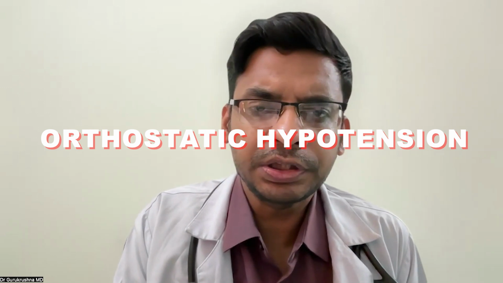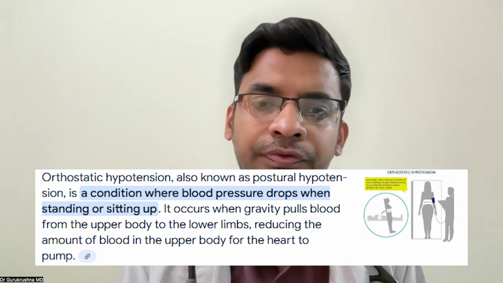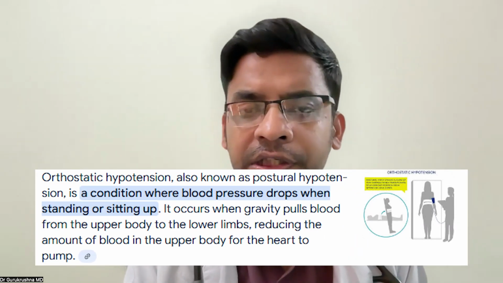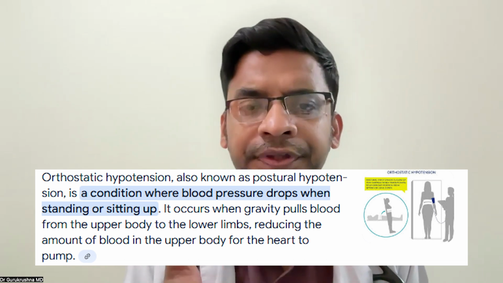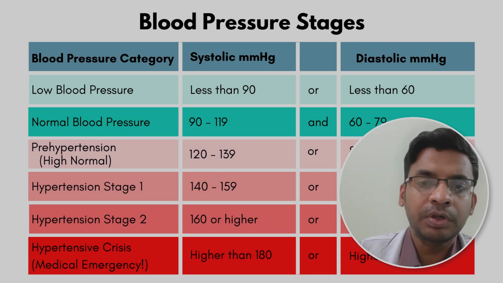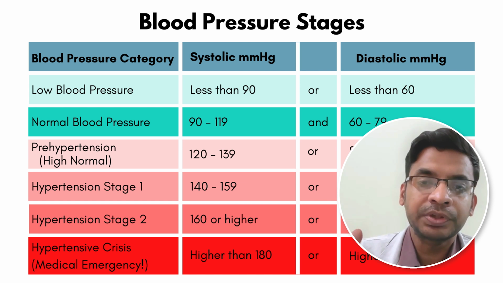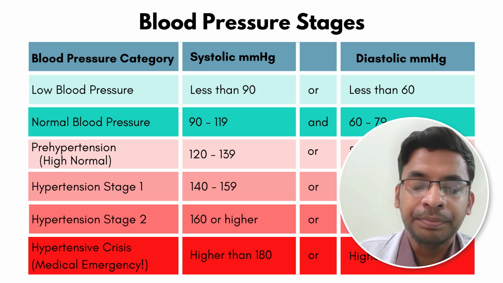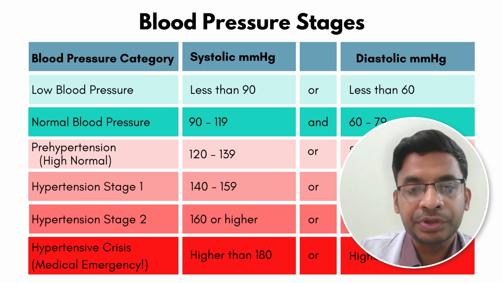The next important topic is orthostatic hypotension. Orthostatic hypotension means the blood pressure will fall if, suppose, the patient is sitting in a chair and wants to stand up. How do you know? If the systolic blood pressure, that is the upper number, falls by 20, or the lower blood pressure, that is the diastolic blood pressure, falls by 10, that is called orthostatic hypotension.